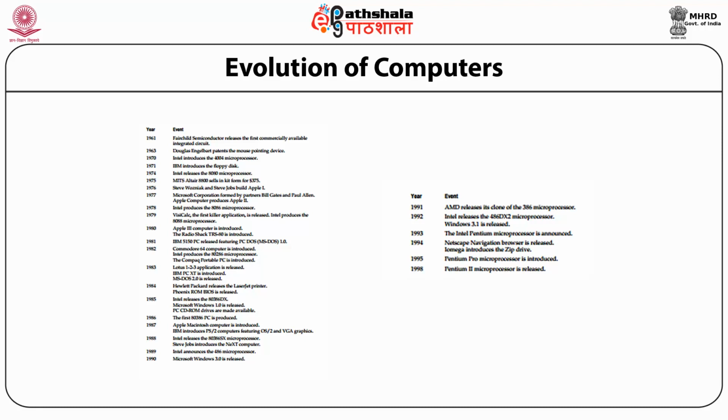1992, Intel releases 486DX2 microprocessor. 1992, Windows 3.1 is released. 1993, the Intel Pentium microprocessor is announced. 1994, Netscape Navigator browser is released.